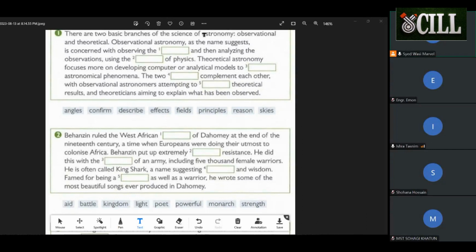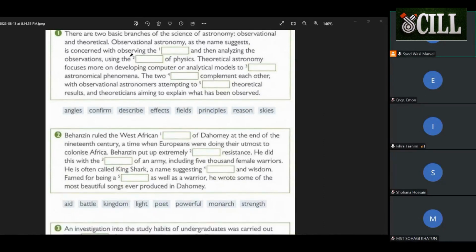Number 2, using and then analyzing observation using the dash of physics. So dash of physics, look at this word physics. We can put this under collocation, something of physics. What can physics have? Who can tell me? Out of these words, what can be a part of physics?